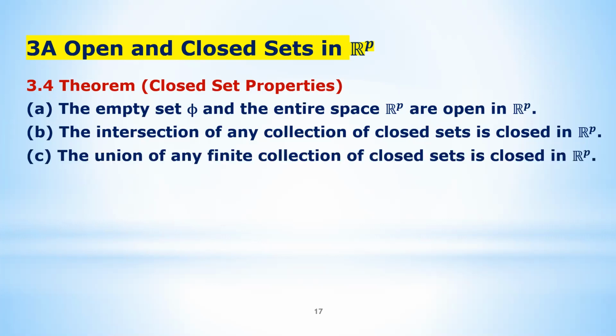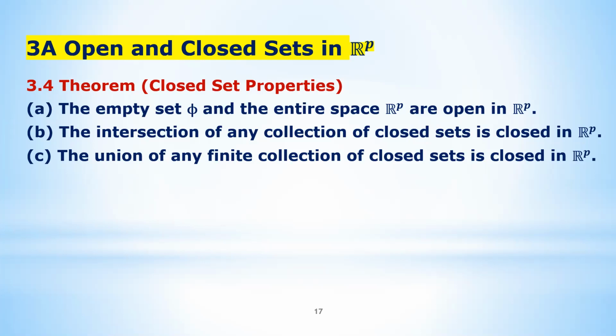We'll see why. And part C talks about union. You can see the union is opposite to the open set property. This time there is a finiteness restriction. That means only a finite collection of closed sets has a closed union. Suppose you have an infinite number of closed sets, then the union may not be closed. Maybe open or something else. All right, so be careful.